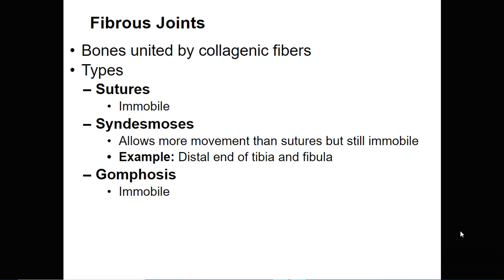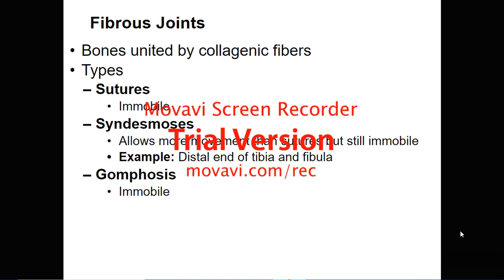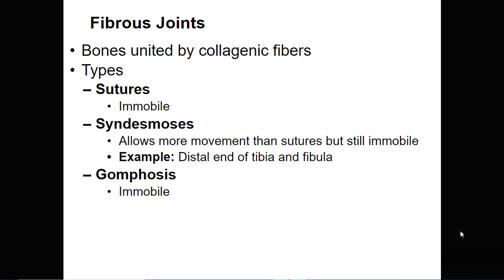But you do have examples of longer syndesmosis collagen fibers, ligaments, which would be in between your radius and your ulna. You know how you can move your radius and your ulna. That's going to be longer collagen fiber, so that allows for that movement between your radius and your ulna.